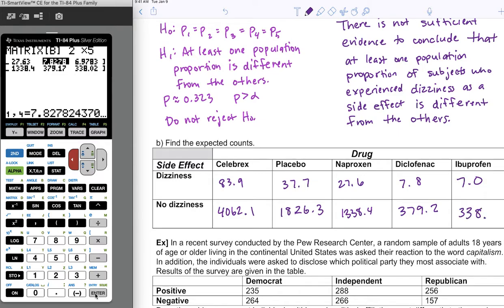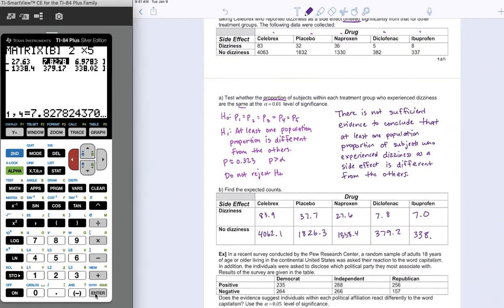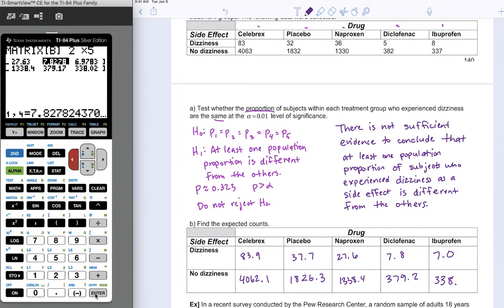Okay, so what you can do is, I'm going to zoom out a little bit. We found out that our results were not statistically significant, which means that even though these numbers you can see are different, they're not different enough to be considered compelling evidence.